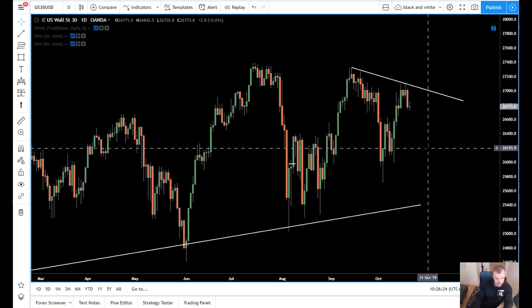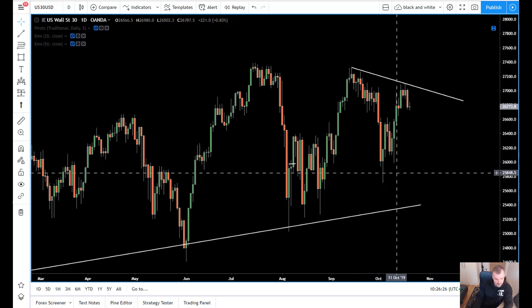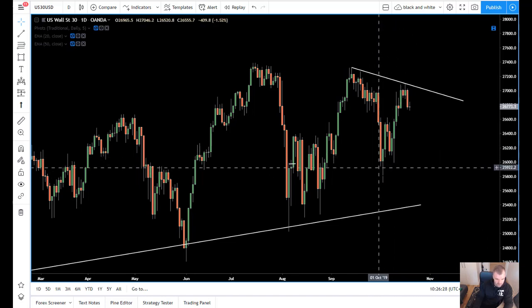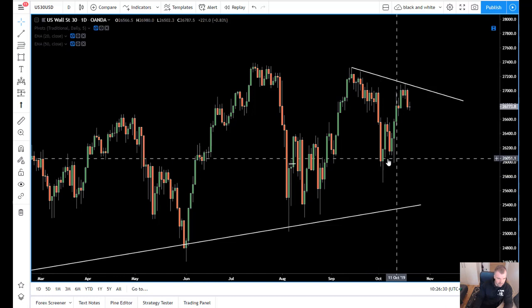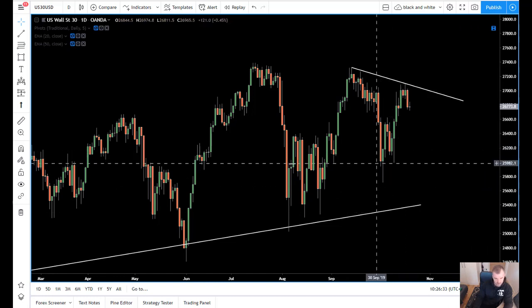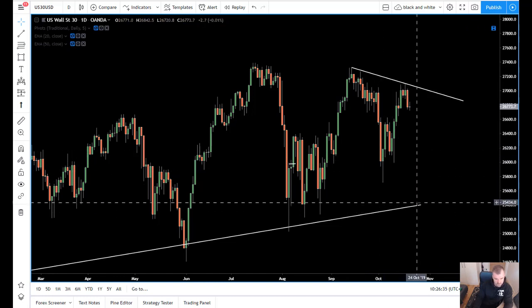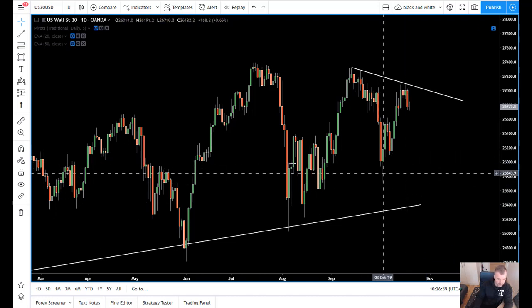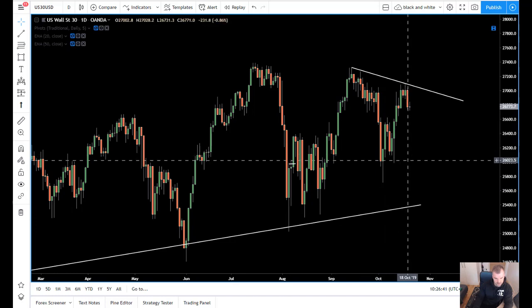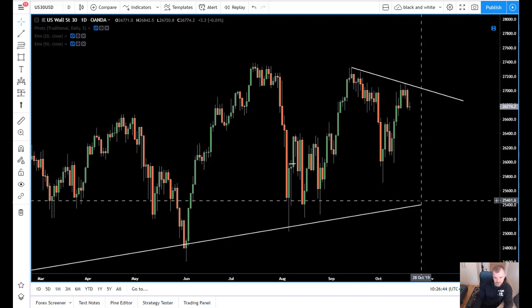These lows in here and these wicks would be something to be concerned about, because this shows where buyers came in aggressively. So if we break these, then expect the market to come down to 25,400. That's pretty much a certain guarantee. If we break these, then there'll be a lot of stops taken out, and expect to see the market decline that bit further.